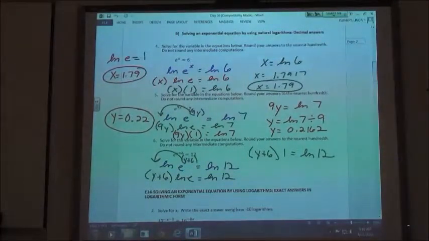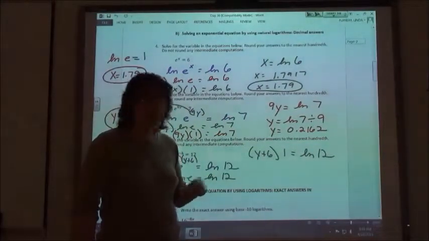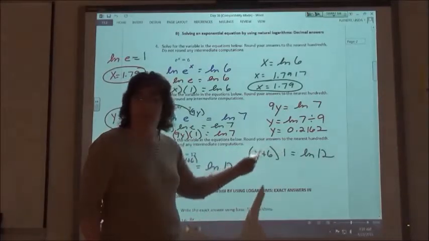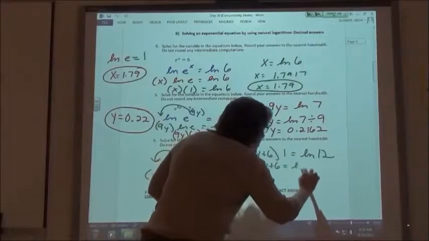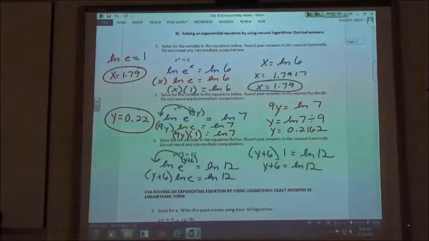And if I take y plus 6 times 1, what do I get? You're going to get the same thing. I get y plus 6, right? I don't really need the times 1. Anything times 1 just gives me the same thing. I still need to solve that for y, so this time what do I do with my 6?